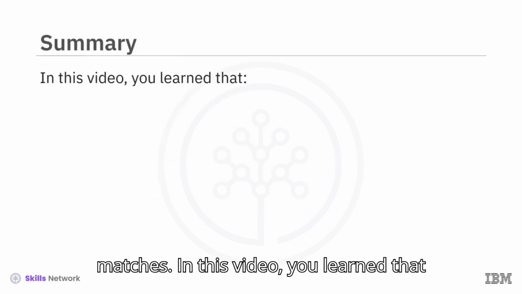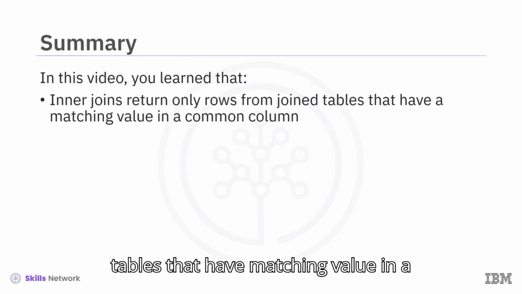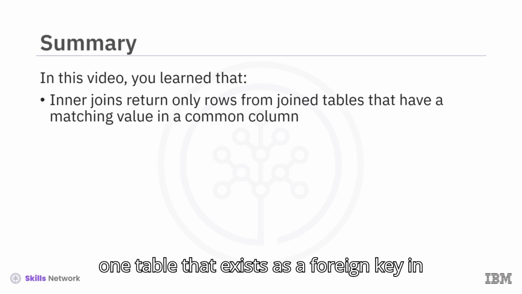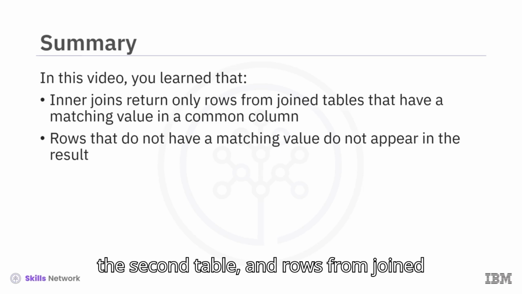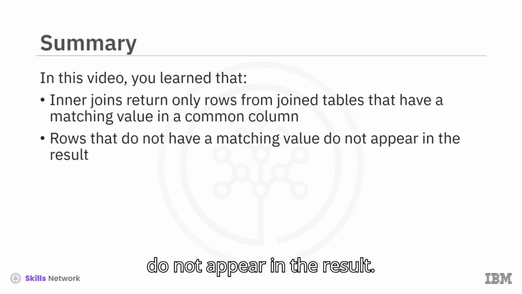In this video, you learned that inner joins return only the rows from the tables that have matching value in a common column, usually the primary key of one table that exists as a foreign key in the second table. And rows from joined tables that do not have a matching value do not appear in the result.